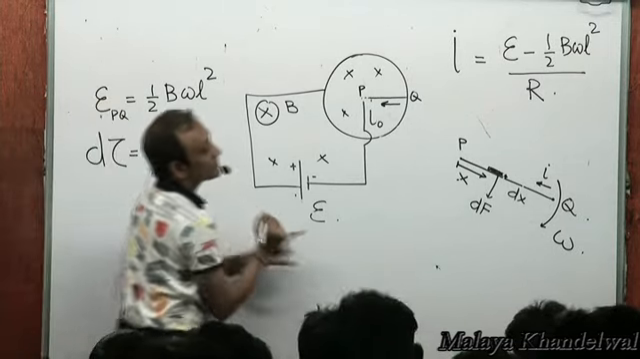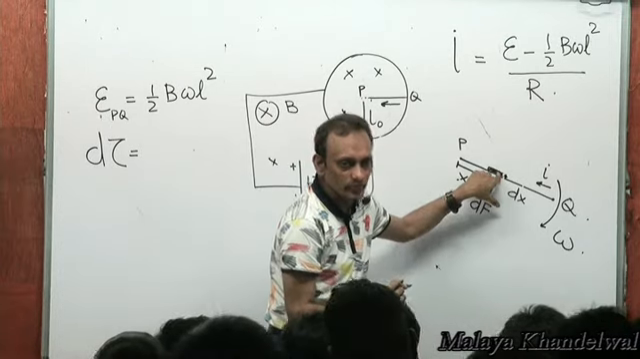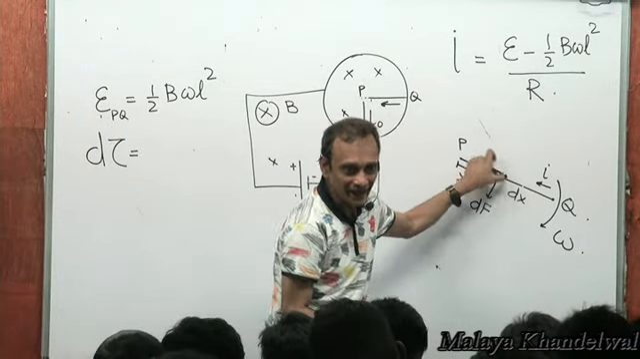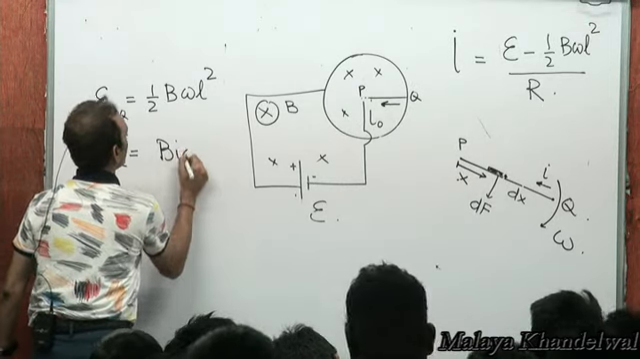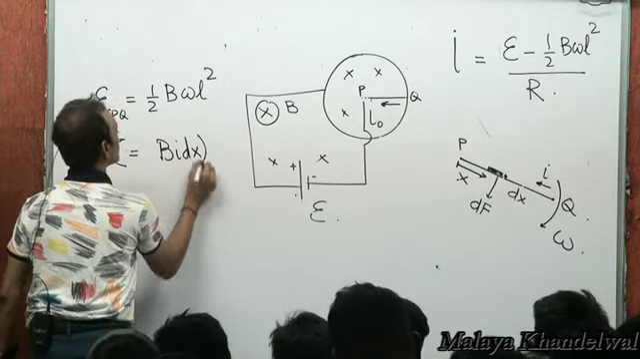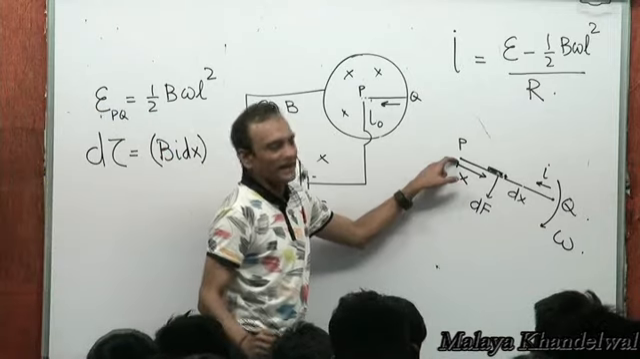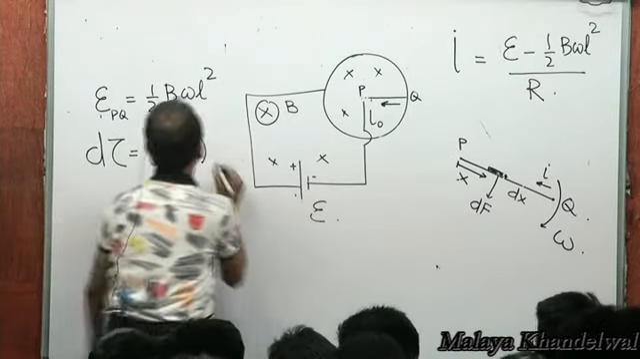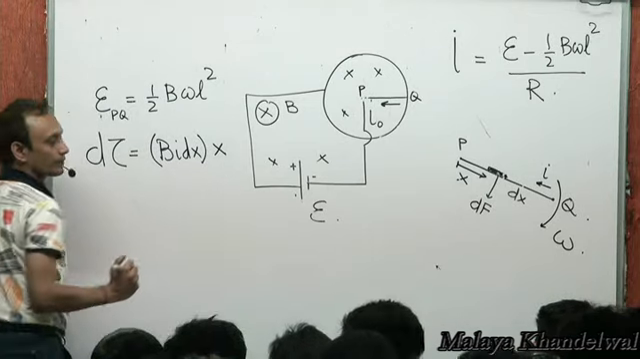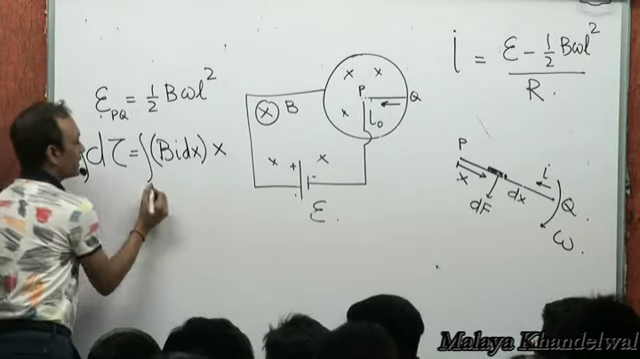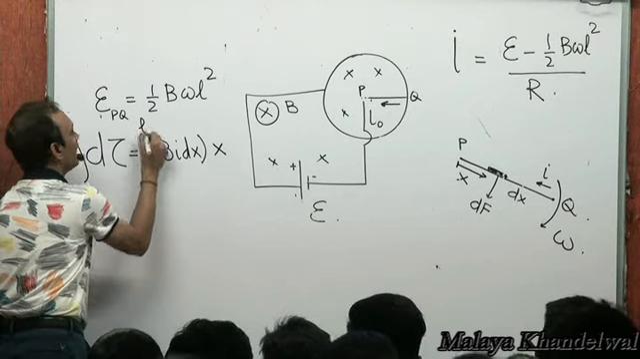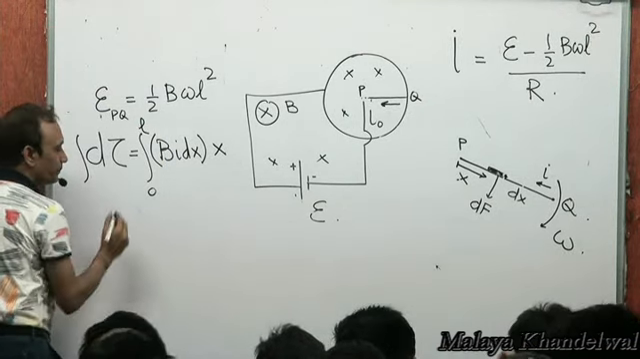dF, which is B i dx. dF is going to be B i dl, where L is the length and dx is the length. B i dx into x will be the torque about P. The total torque about P would be the sum of all of this, where x runs from 0 to L. That's the net torque about P.